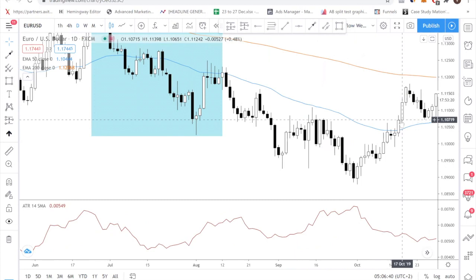You see, almost gone. But if you sit through, you would have held it until somewhere here, where price closes above the 50 period EMA. Okay, that's how you trail it. That's one way to do it.